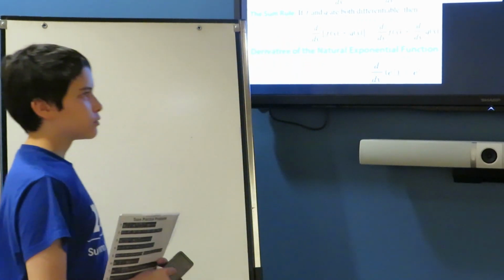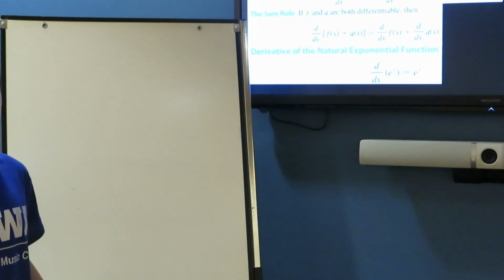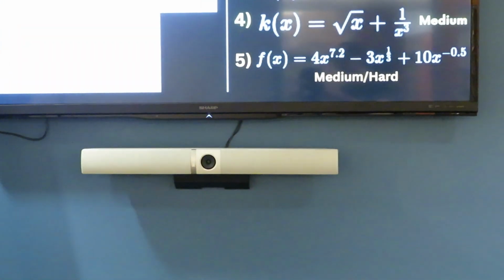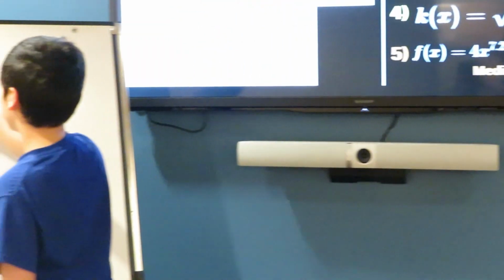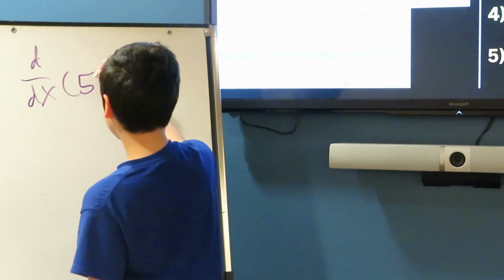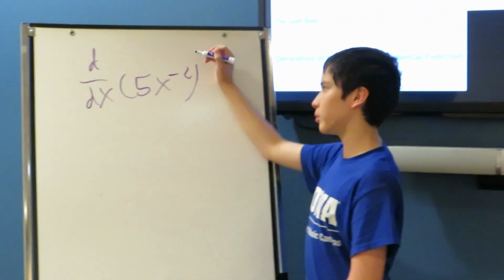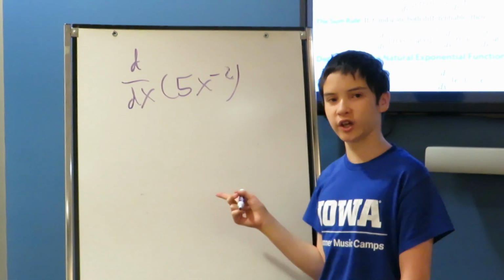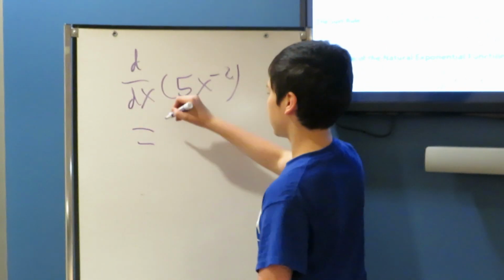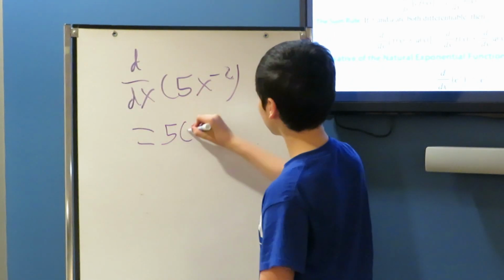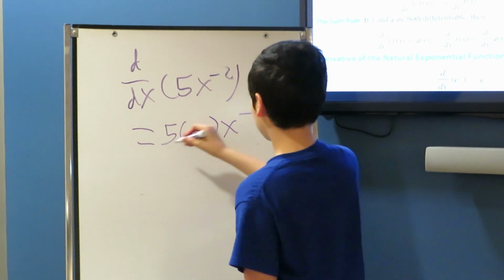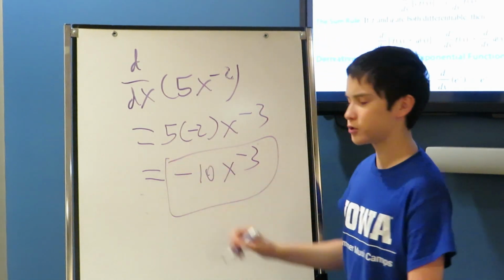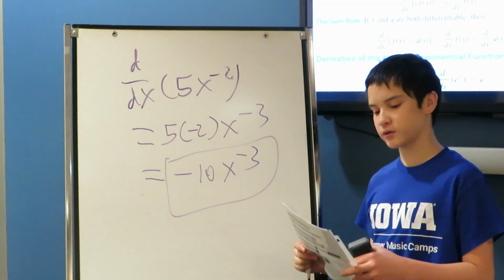For our first question, we see a similar situation to the first problem, except our exponent is actually negative. This doesn't really change the problem, however, since we still have x to the n where n equals -2. So we apply the power rule, and we get -10 times x to the negative third power.